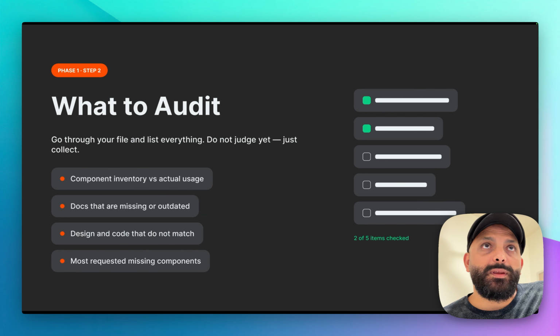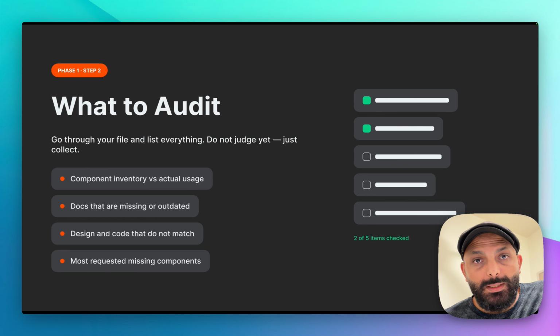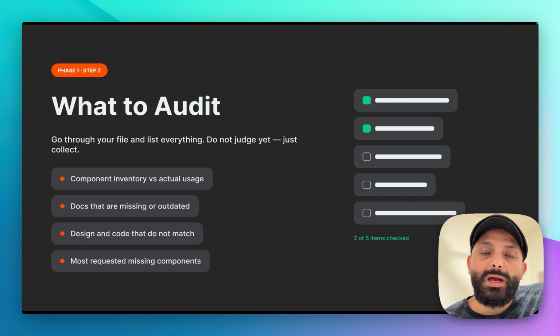Okay. Then after that, you need to understand what to audit. We will not review or judge the components right now. We just need to do some audit. So for example, how many components do we have and how many components are we actually using? Maybe you have some variants you didn't use. Also, you have to define: do we have documentation for our design system components or not? If you have documentation, is it missing some information, or is it actually outdated? So you have to define all of this.